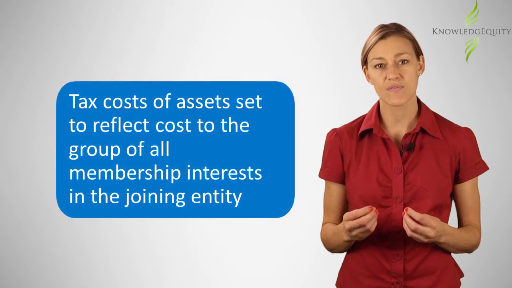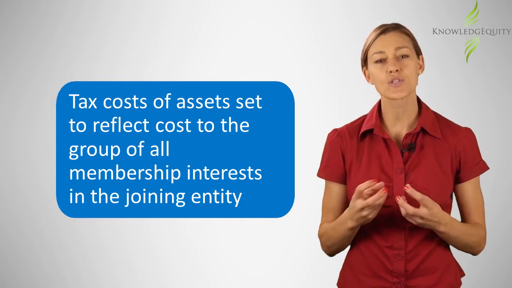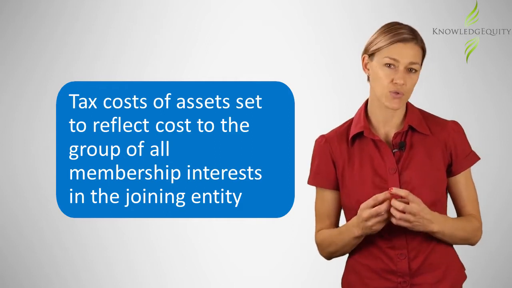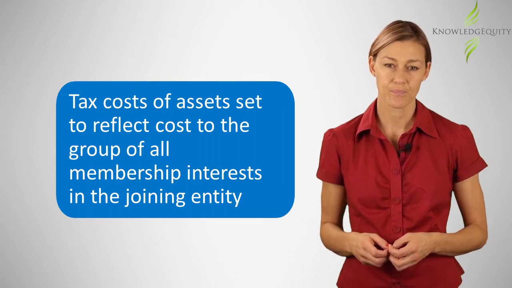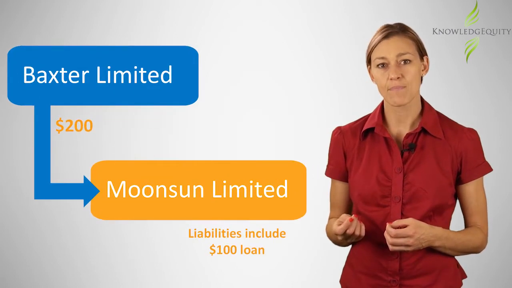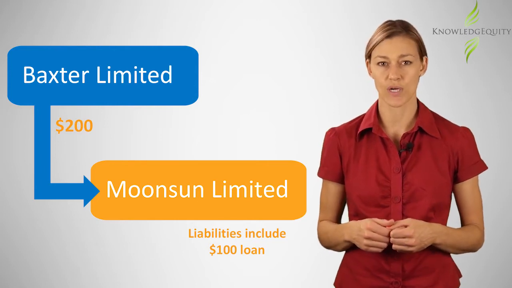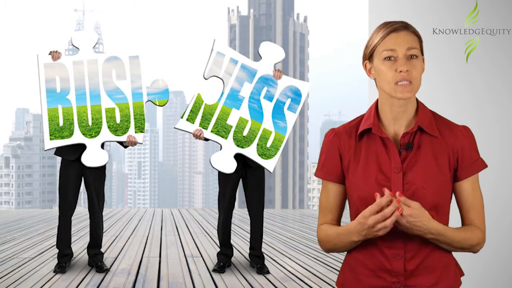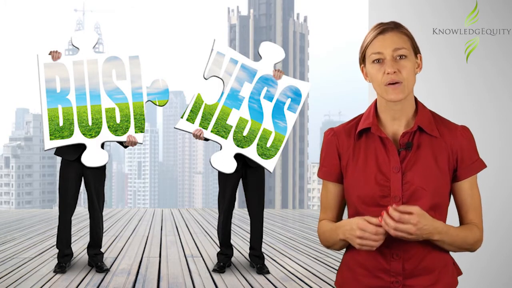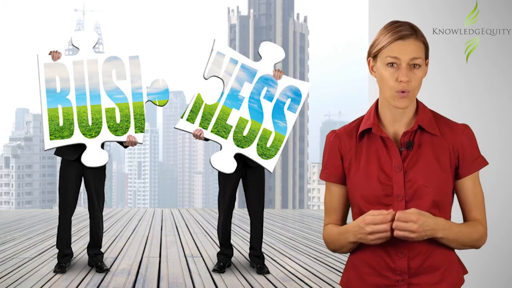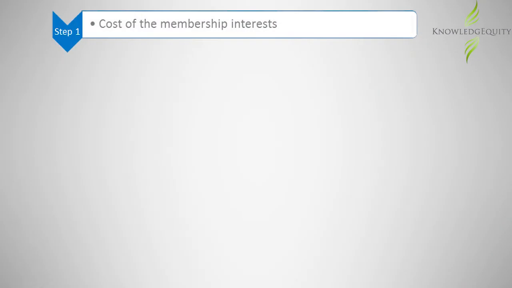The tax costs of the assets are set to reflect the cost to the group of all membership interests in the joining entity. On the 1st of July, Baxter Limited purchases all the issued shares in Moonsun Limited for $200 and chooses to consolidate. To calculate the allocable cost amount, or ACA, we start with step 1, which is the cost of the membership interests.